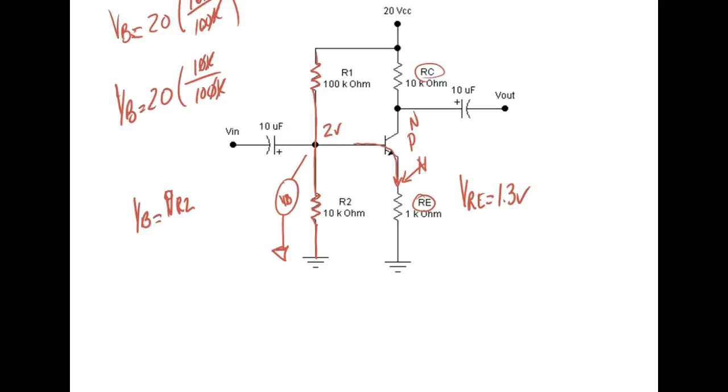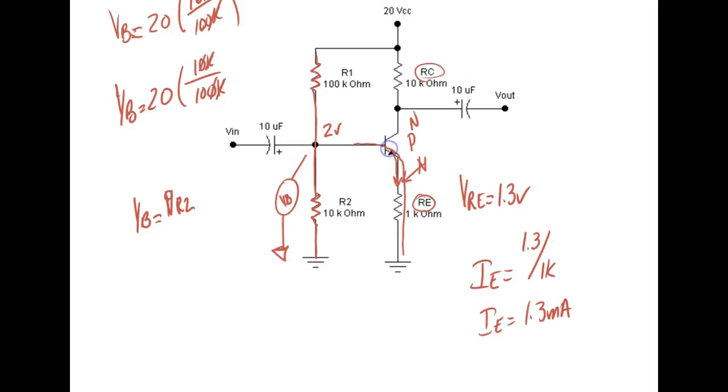What law did we just use? Kirchhoff's law. Now, I know two things about RE. I know the voltage across RE, and I know the size of RE. So what can I calculate? I can calculate IE. IE equals 1.3 divided by 1K, so IE equals 1.3 milliamps. That means I've got 1.3 milliamps flowing up and sitting right there.